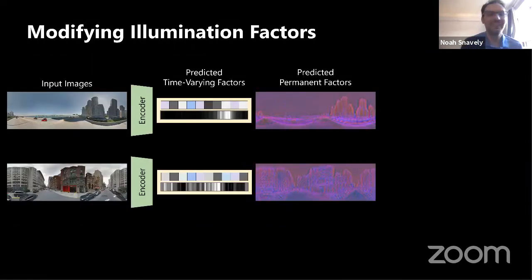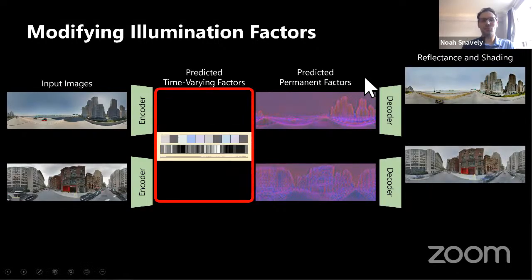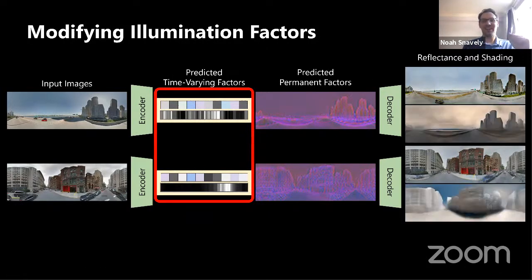so putting it all together, here's something you can do with this. You can take two input images at different places and times, and you can decode their time-varying factors and permanent factors. This is just a visualization of the permanent factors. It's not really an RGB image. And then what you can do is decode the reflectance images and swap the time-varying factors and decode the corresponding shading images. So I've kept the scene the same, but swapped the two time-varying factors.